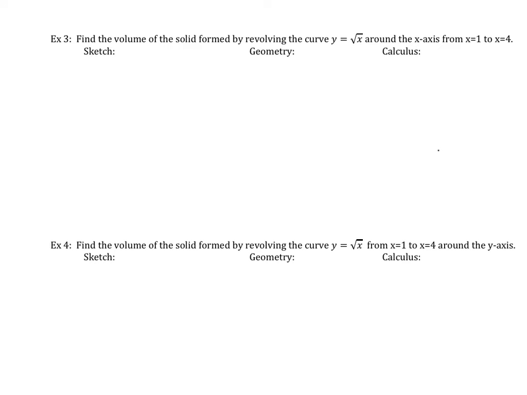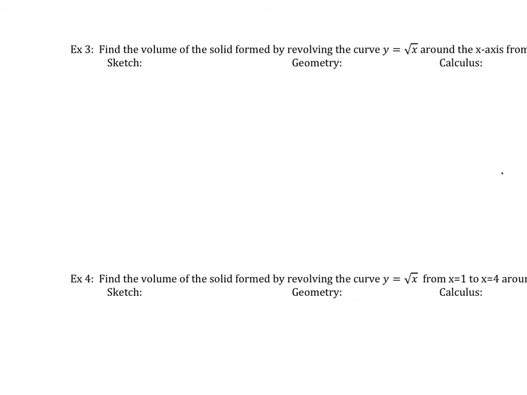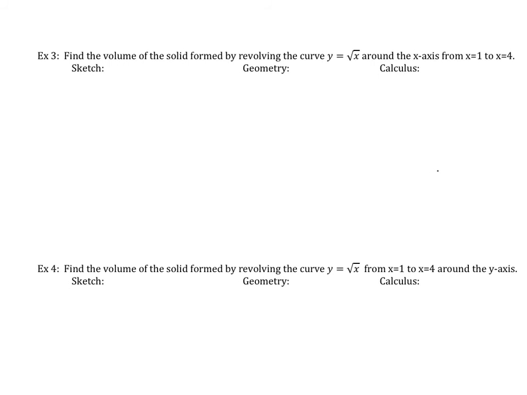Okay, so more fun. We're going to do a few more examples. Like I said, I want you to see what happens if we have a curve that is not a perfect cylinder or cone. Because basically, I guess there's one other one we could have, a perfect sphere. Otherwise, we're going to end up with other things. So find the volume of the solid formed by revolving the curve y equals radical x around the x-axis from x equals 1 to x equals 4.